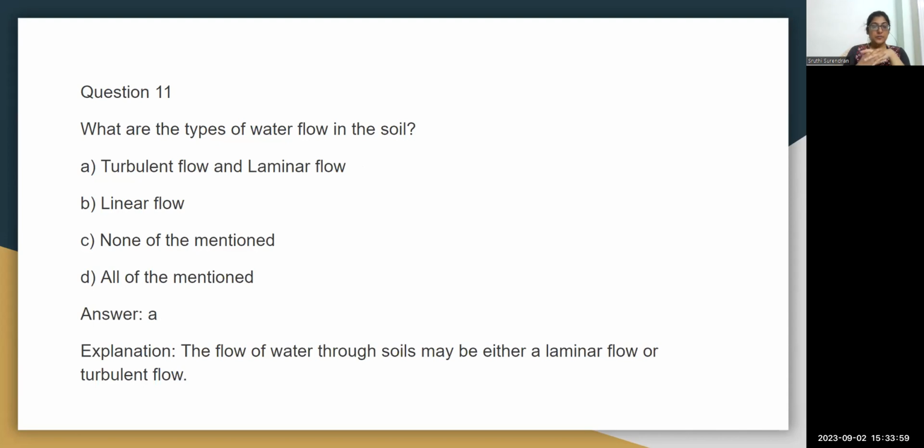So the correct answer is option A. I had mentioned in the initial slides, when we were talking about the validity of Darcy's law, that Darcy's law is valid only for laminar flow, but irrespective of that, laminar as well as turbulent flow can occur through a soil medium. In case of coarse grain soils, when pore spaces are bigger, there is erratic and chaotic flow that can happen through the soil media, and that flow is called turbulent. So turbulent as well as laminar flow can occur in the soil medium.